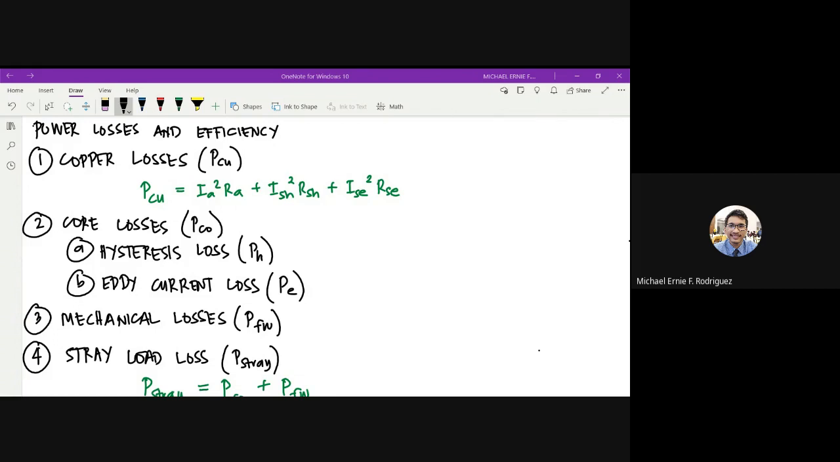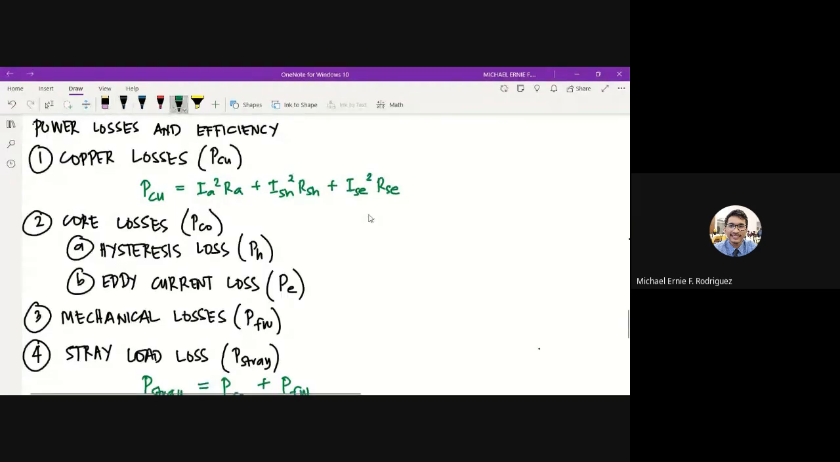Yung formula natin for power losses or for copper losses is PCU equals IA squared times RA plus ISH squared RSH plus ISE squared RSE. Again, pag subscript IA, that is for the armature winding. Kapag SH, yan ay shunt winding, and yung SE doon sa series winding. Okay? So we have copper losses.